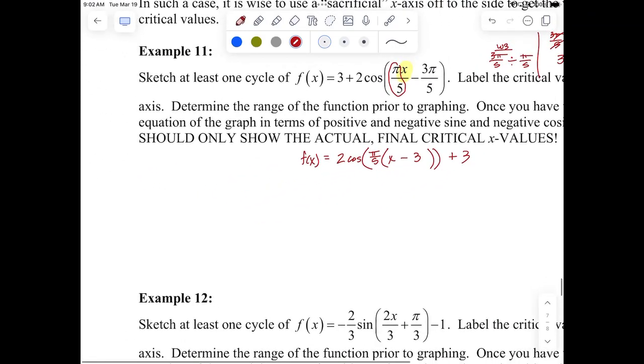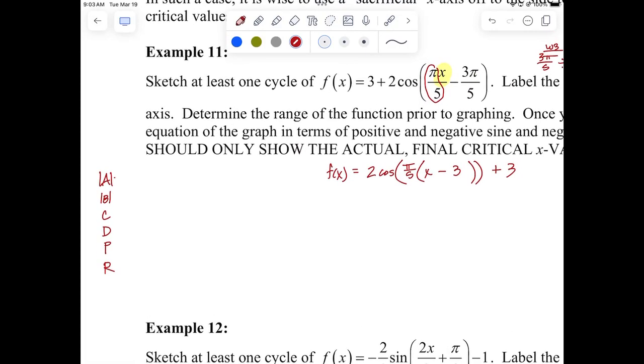Okay, so now we're going to come off to the side. We're going to list our, remember the alphabet song, A, B, C, D, P, and R. Remember that one, that version? All right, what is the amplitude of this sinusoid? 2. That's the wave height.